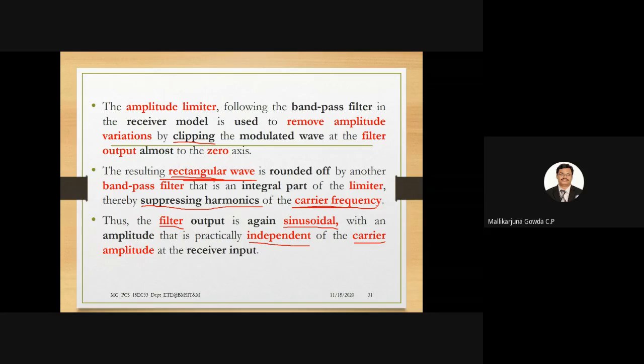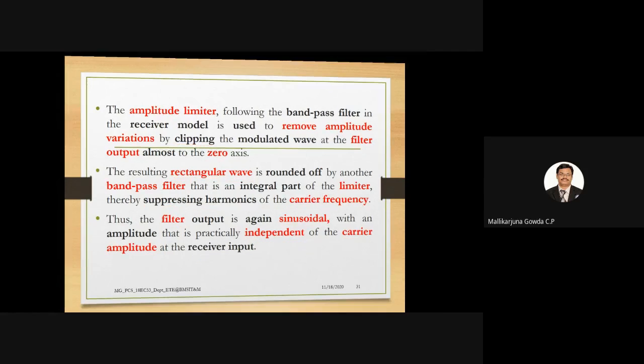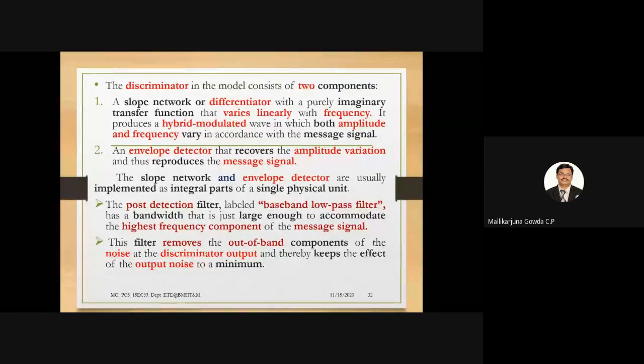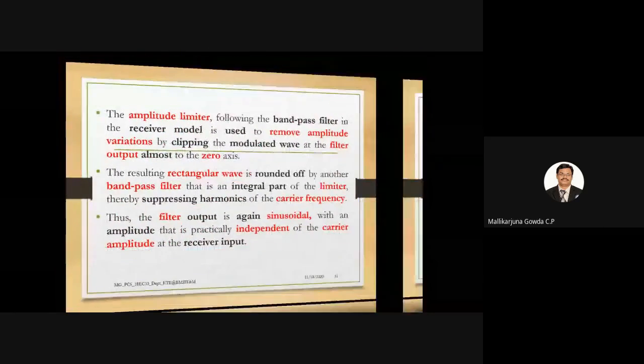Because at the receiver input, the amplitude of the carrier may vary because of the noise or due to interference. After passing it through the limiter block, it will remove those amplitude variations, and the band pass filter will suppress the harmonics. With that, I will get a pure sinusoidal signal, right? And the amplitude of that sinusoidal signal will be independent of the carrier amplitude at the receiver input. Fine. So that is all about the limiter circuit. I hope you understood the importance of the limiter.